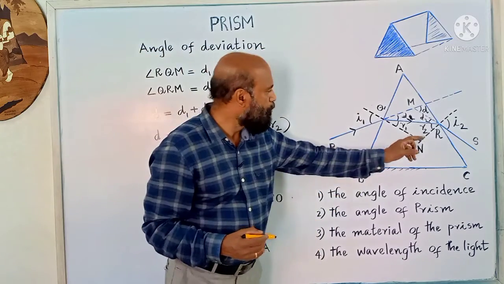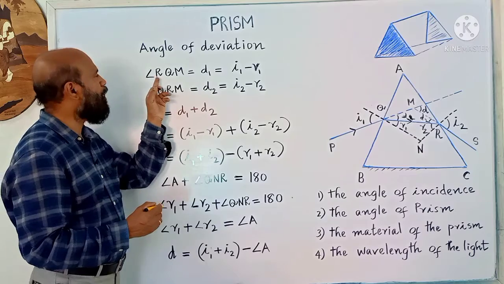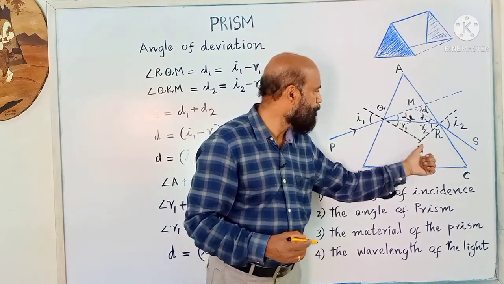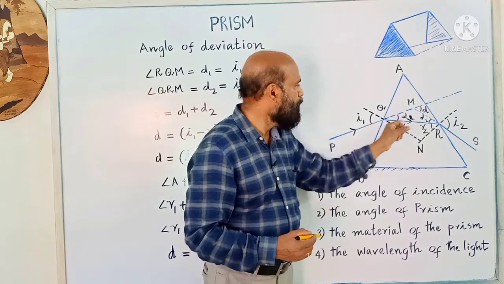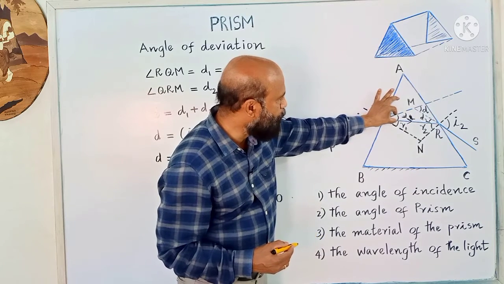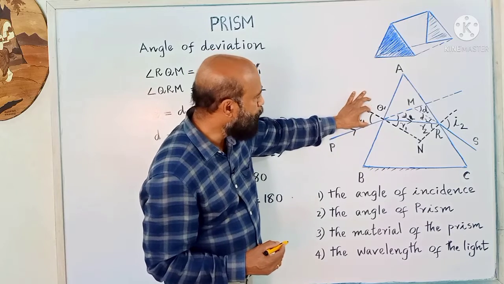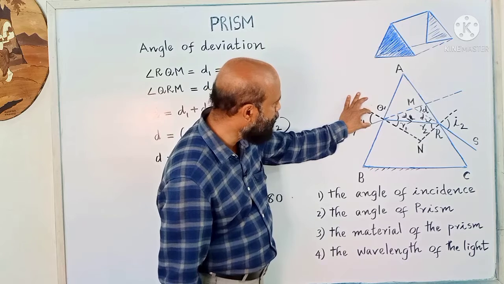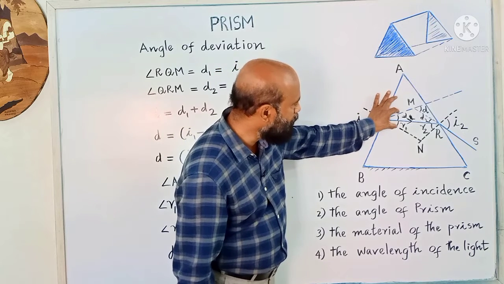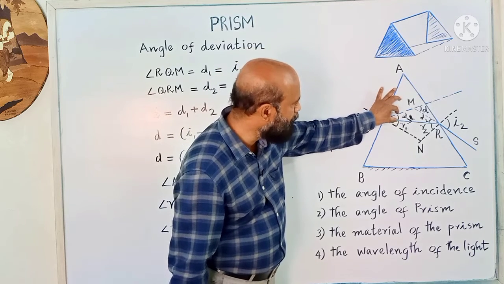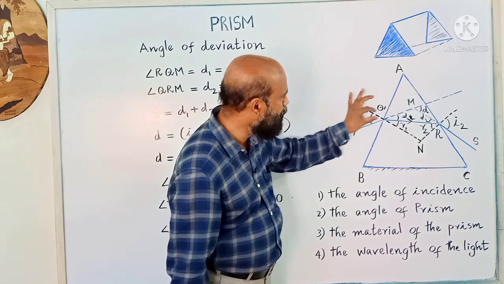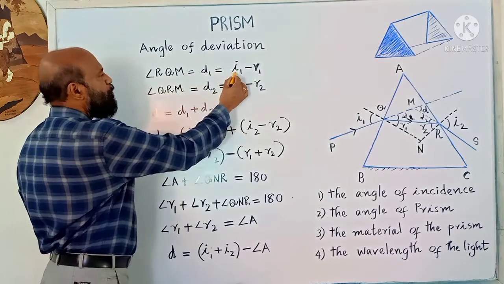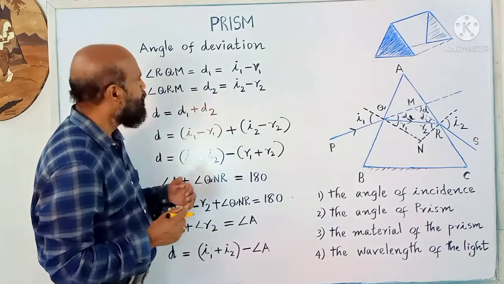Now angle RQM, so this is the deviation D1. Vertically opposite angles are equal. When this is I1, this is also I1. We want D1, the deviation at this face. So from I1 we have to subtract R1. So D1 is I1 minus R1.